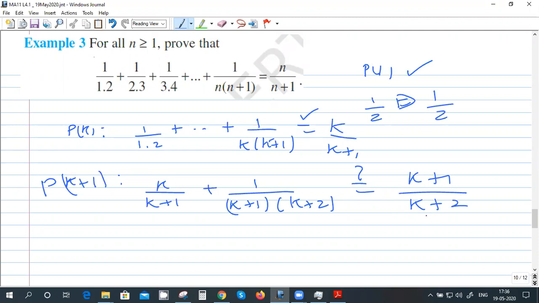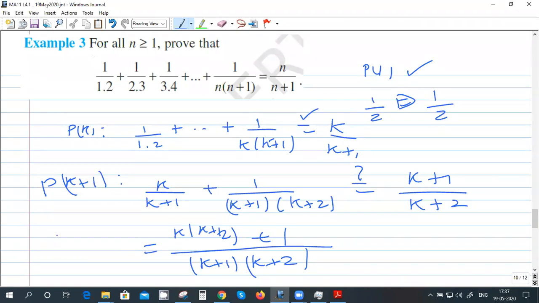So after this, k plus 2. Okay, LCM is k plus 1, k plus 2. Remember, it is k into k plus 2 plus 1. Okay, so this is equal to k square plus 2k plus 1. And that's greater. So this is true.